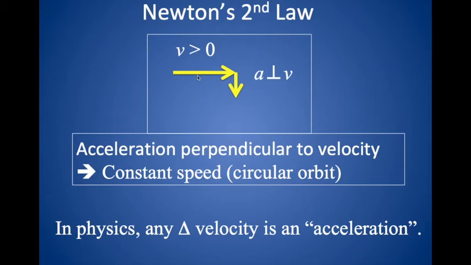You can also have acceleration perpendicular to the velocity, in which case you're changing the direction. So for example, you could have an object going at a constant speed in a circle, like an orbit. And even though the speed is constant, if the direction is changing, that's also called an acceleration. So any change of velocity is considered an acceleration.